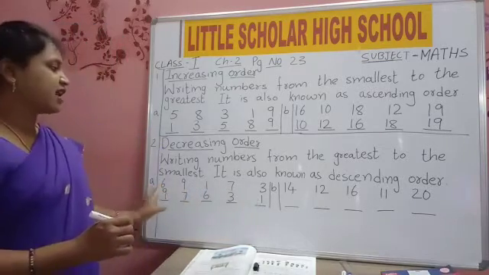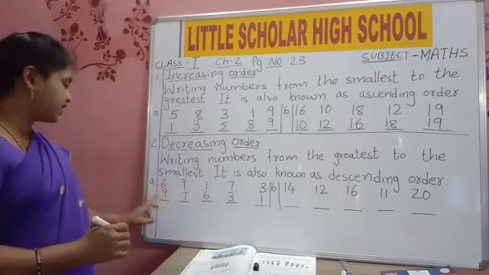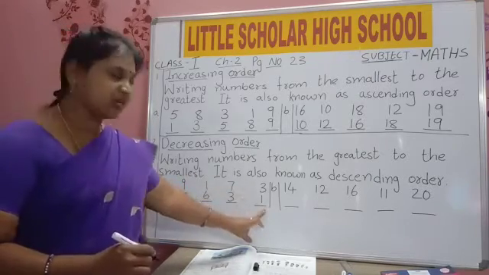In this way we will write descending order. Big number to the smallest number. This is the greatest number and this is the smallest number.